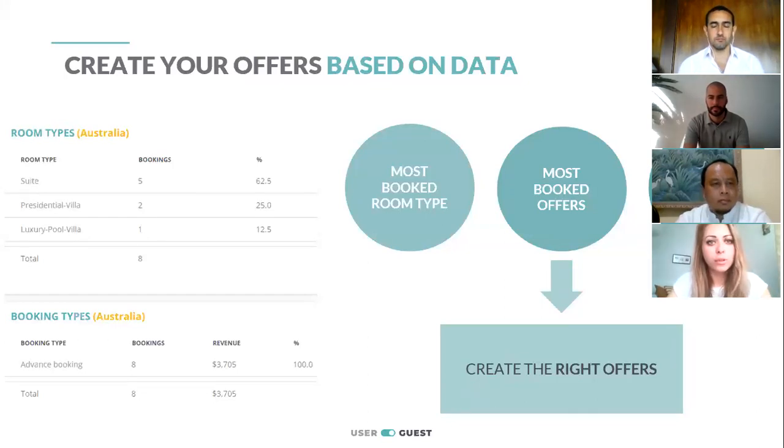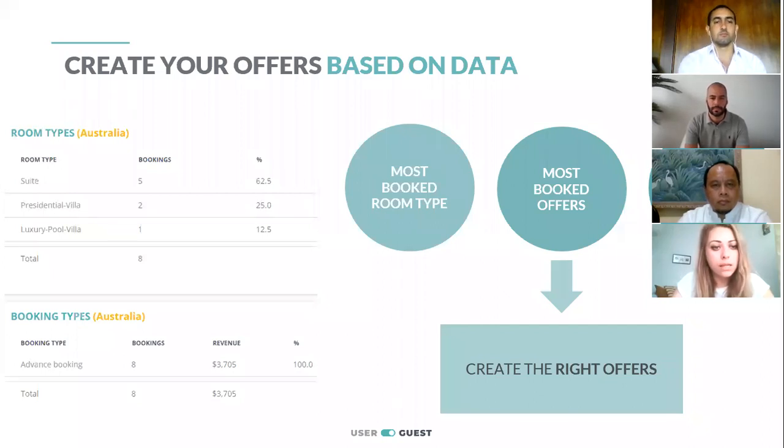So in the example that we see here on the slide, these are screenshots from our dashboard. So this data is available for you. For those of you who use Userguest, you can find this information available on the dashboard for your hotel. So in this case, we see room types. What are the most booked room types for this particular market? In this case, we've given an example, Australia. So we see that the suite is over 60% of all the bookings.